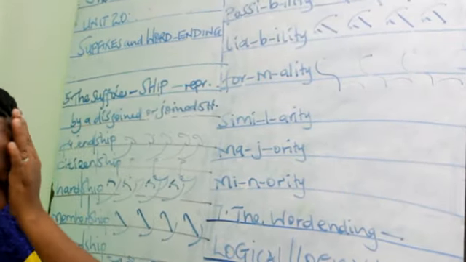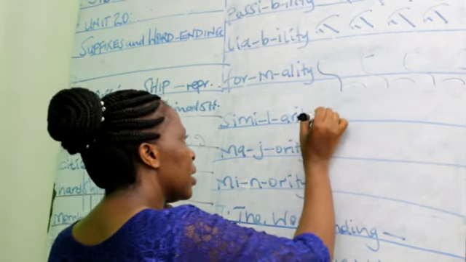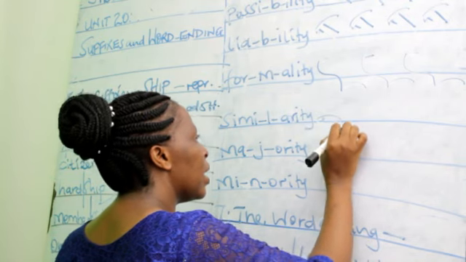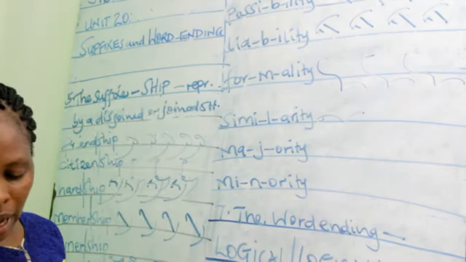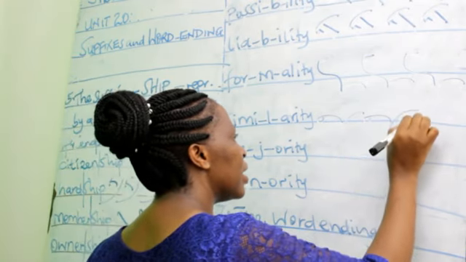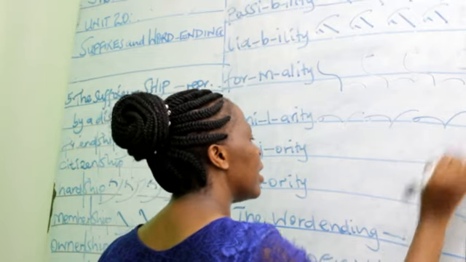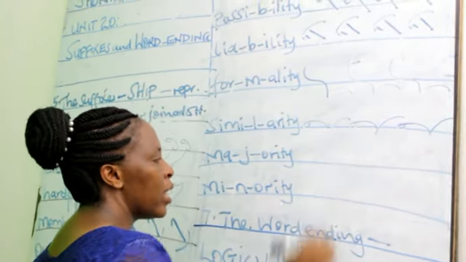Then we have the word similarity. We have a disjoint upward L. Similarity. That is how we drill the word similarity with a short E there.